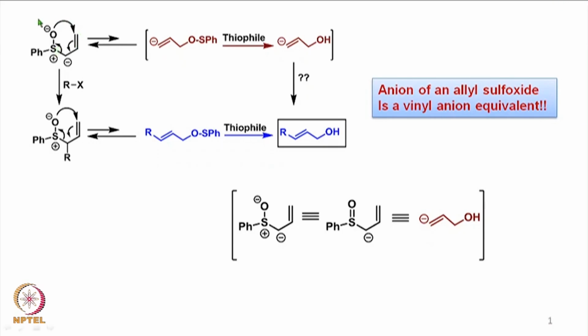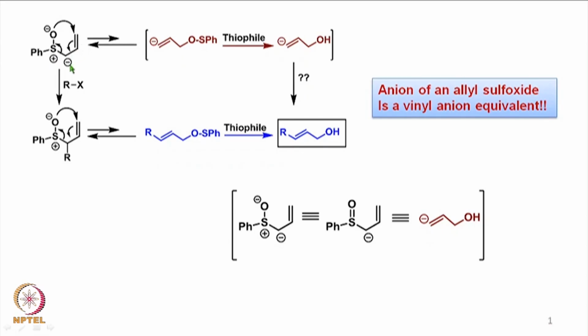For example, if we take this allyl sulfoxide, we can imagine that this will be in equilibrium with allyl sulfenate ester, of course without an anion here, and if we react with the thiophile, then we get the corresponding allyl alcohol, of course without an anion. On the other hand, hypothetically, if we generate an anion at this position here, alpha to the sulfoxide, which is relatively easy to generate because this proton here would be acidic because it is next to the sulfoxide and also next to the double bond.